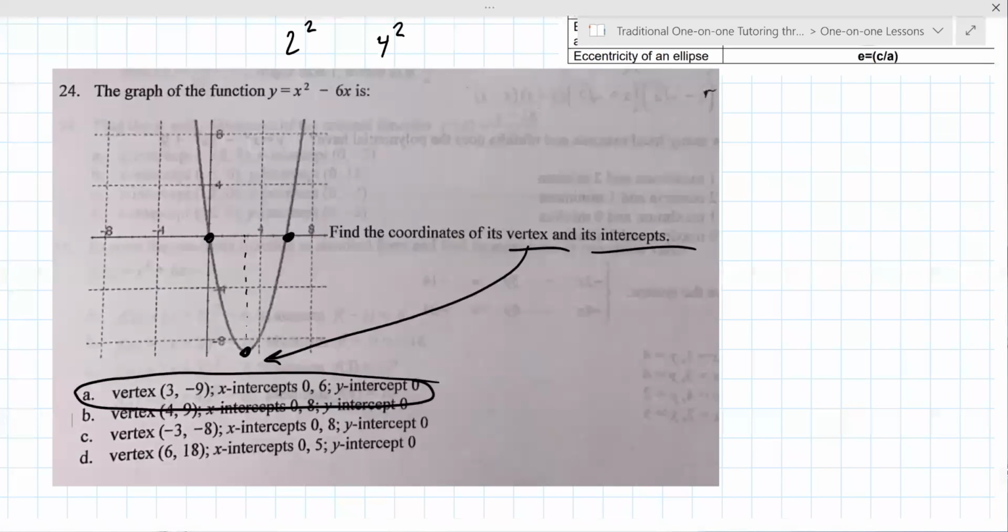Unless they've changed this, a lot of the questions are like that on this midterm. Yeah, I think they probably will be.